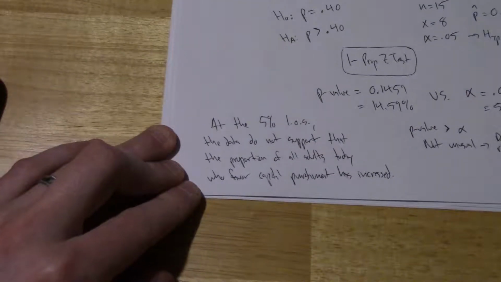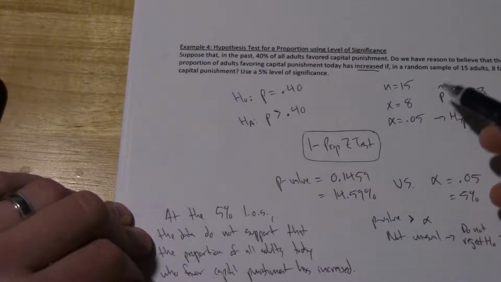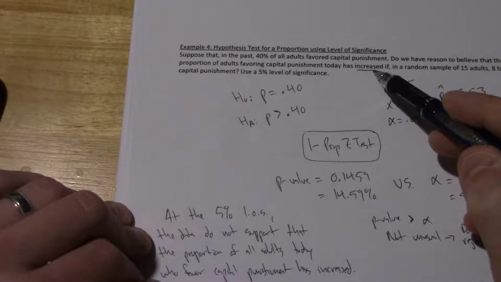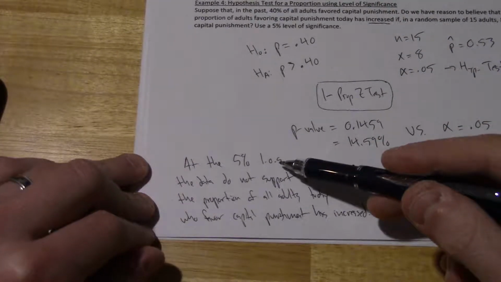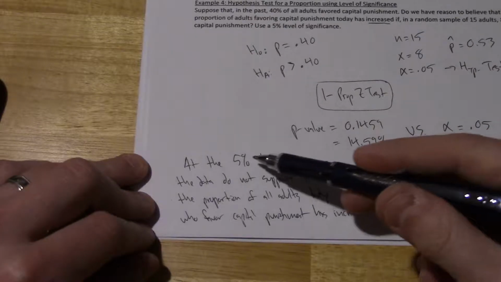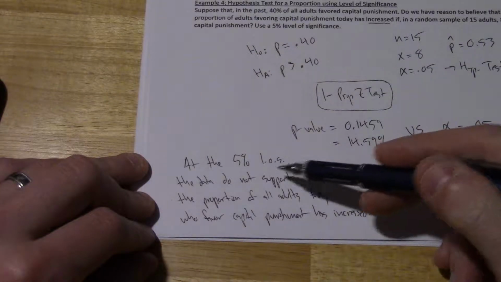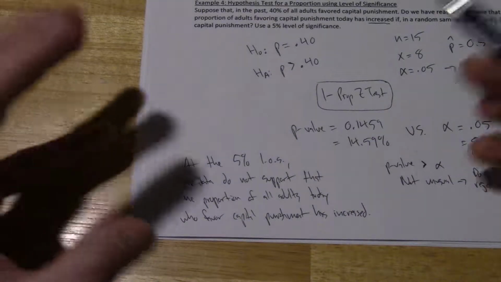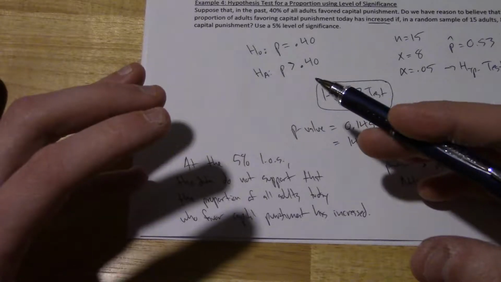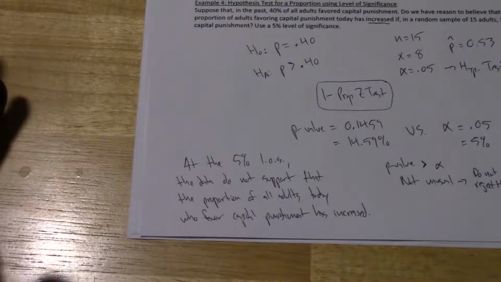Okay, so that's a perfectly fine conclusion. That's what was asked in the question. Has that proportion increased? And we're saying no, at the 5% level. Basically, there's a 5% chance that we could be making the wrong decision. It's sort of related to the confidence interval. So if we're 95% confident that we've captured the parameter, then that means we're 5% confident, I suppose you could say, that we've missed it.